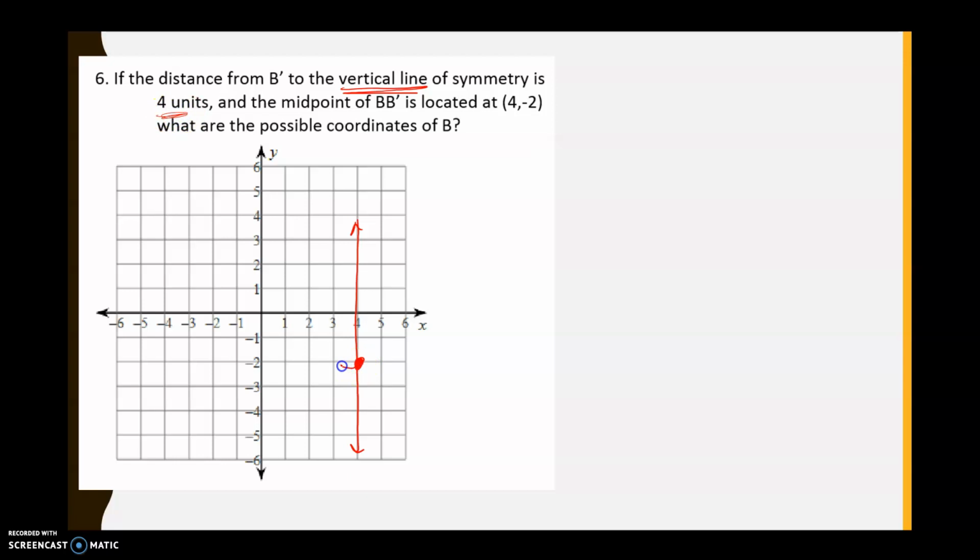So I can go over 1, 2, 3, 4, which would put me right here. Or I could go 4 points this way, 1, 2, 3, 4, and it'd put me right here. So what are these two coordinates? This would give me 8, negative 2, or I would have 0, negative 2 as my two possible answers. Because I'm 4 away from the middle here, I know that I have to be perpendicular, so it has to be straight across here. And my 2 points are 8, negative 2, and 0, negative 2. So I hope that helped you guys out some.